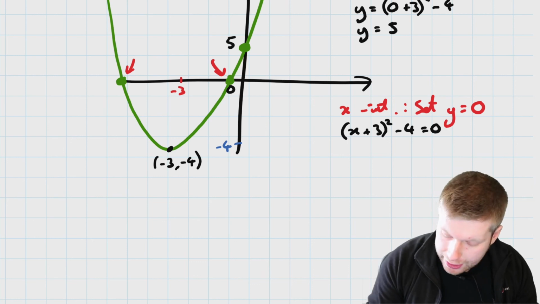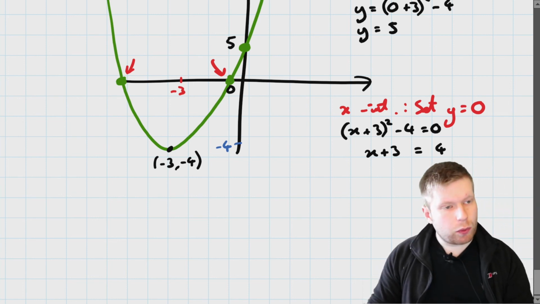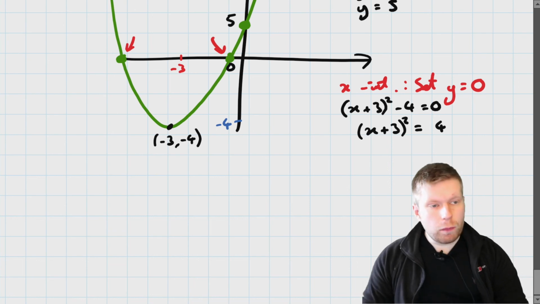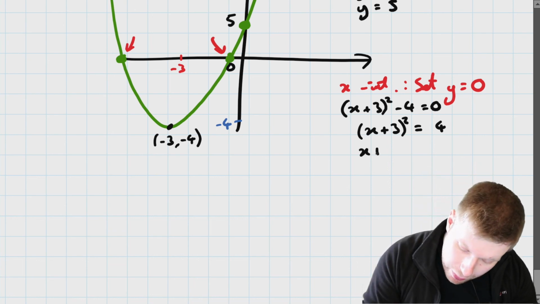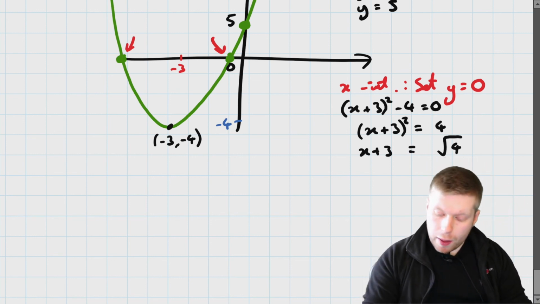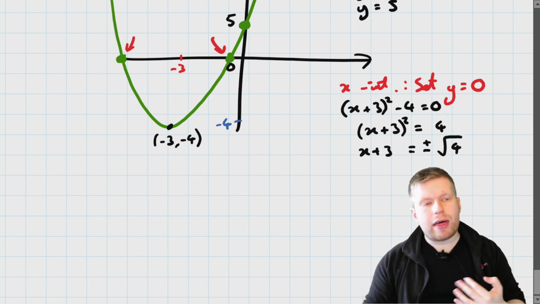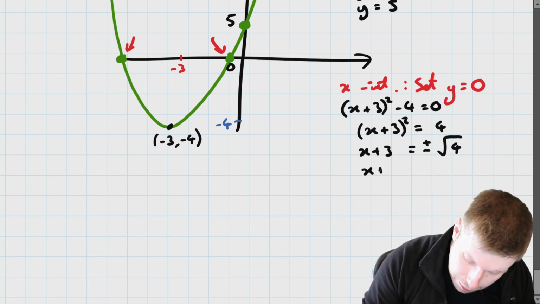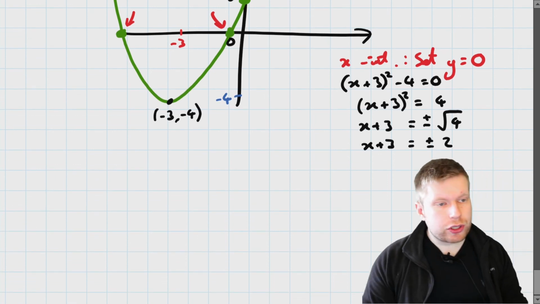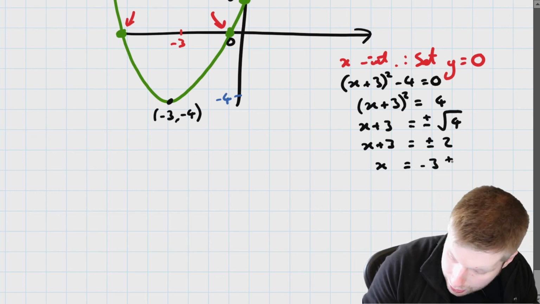Now in order to solve this, I guess we should add 4 to both sides. So x plus 3 all squared equals 4. Then I need to square root both sides. Now this is where we need to be careful, because if I square root both sides, you're absolutely right, the square root of 4 is 2, but it could also be negative 2, because if I take negative 2 and square that, I also get 4. So therefore I get x plus 3 equals plus or minus 2. Then I need to take away 3 from both sides, so I end up with x equals negative 3 plus or minus 2.